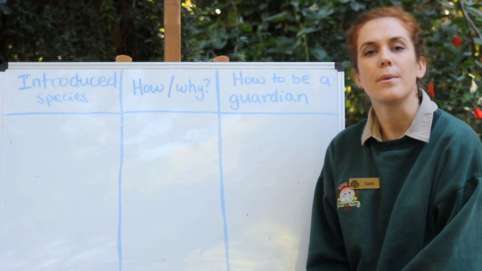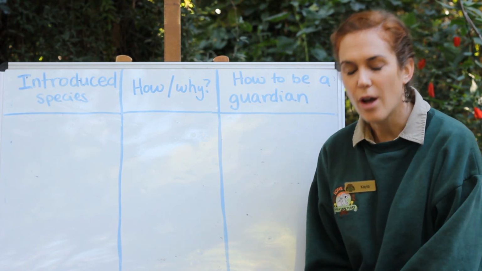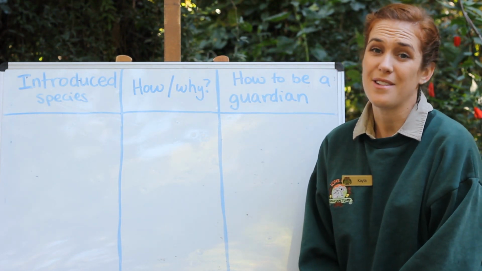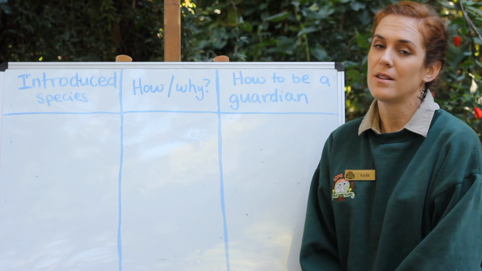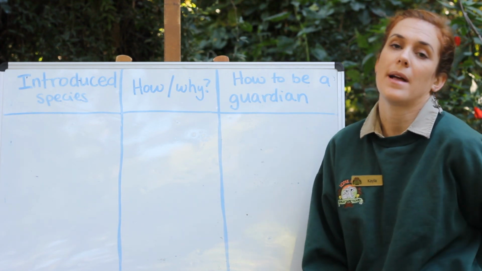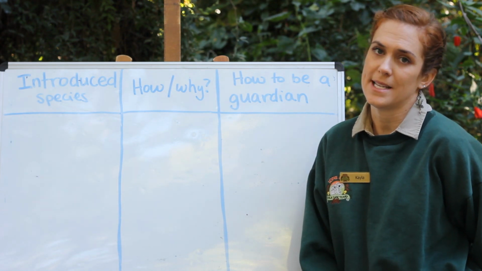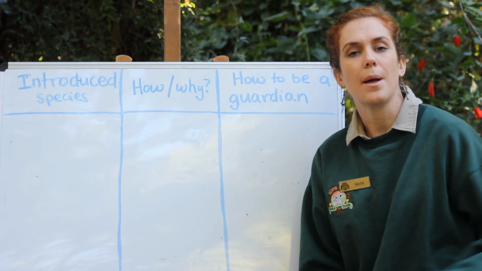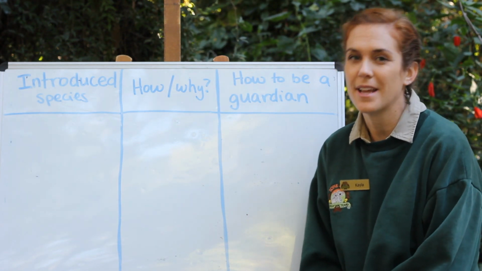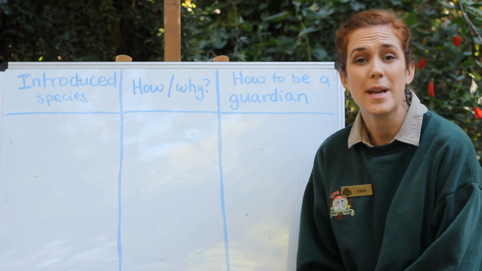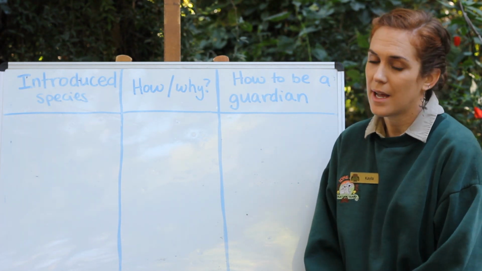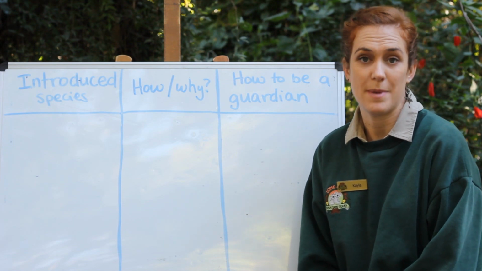Now, all this week we are going to be delving into the complicated issues of animal extinction and also what leads up to that, so how animals become endangered, and looking at some of the different processes that cause animals to become endangered. But more importantly, we're also going to be discussing ways that we can help, ways that you can become a guardian for endangered species.